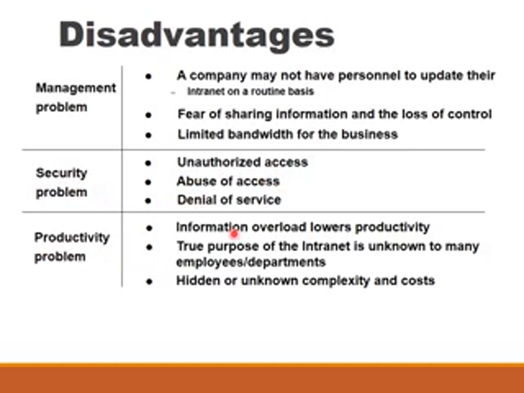Security problem, for example, unauthorized access can occur and there can be abuse of access. With productivity, information overload lowers productivity because this information does not go anywhere else, it's just circulating. It can be an overload. And then hidden or unknown complexity and costs can also cause a problem for the intranet, can be a disadvantage.